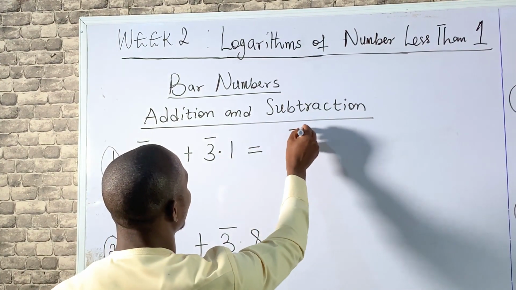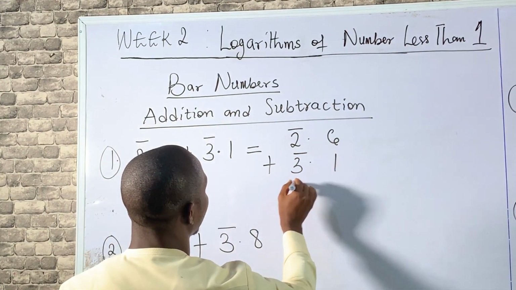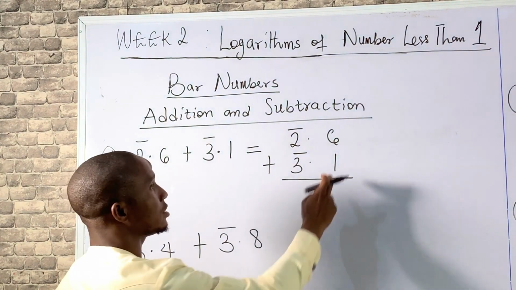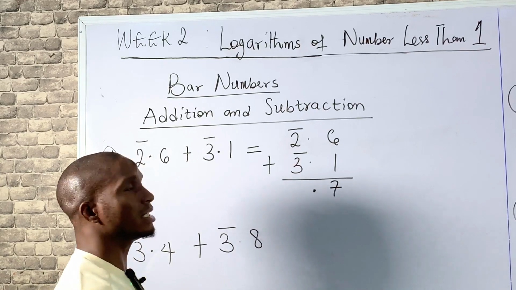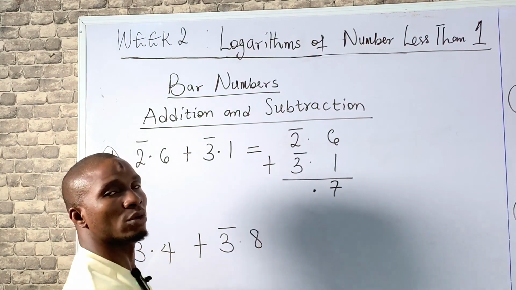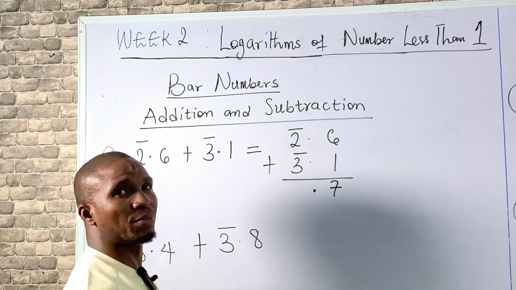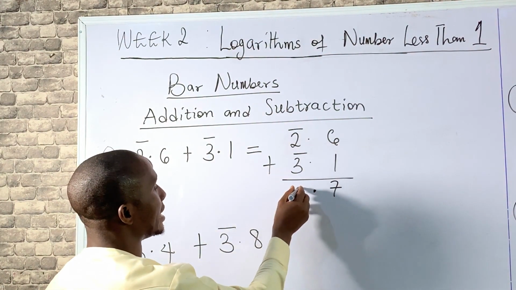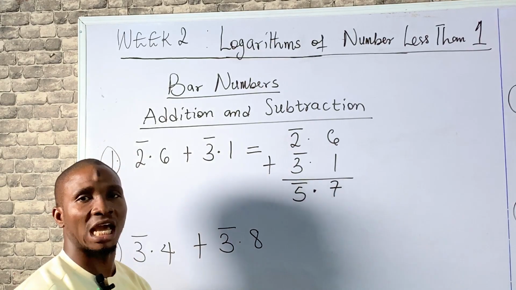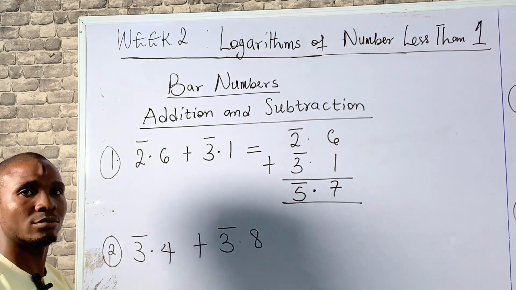Now, bar 2.6 plus bar 3.1. So we had 6 plus 1, 7. Point, minus 2 plus minus 3. We did the same thing as saying minus 2 minus 3, and that will be minus 5. That will be bar 5. So that is the answer to this first question.